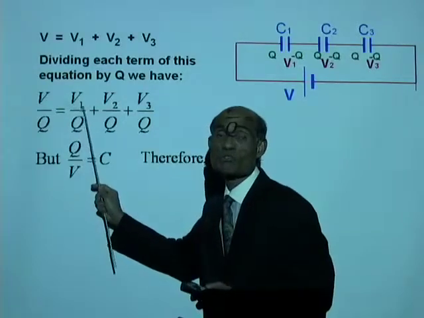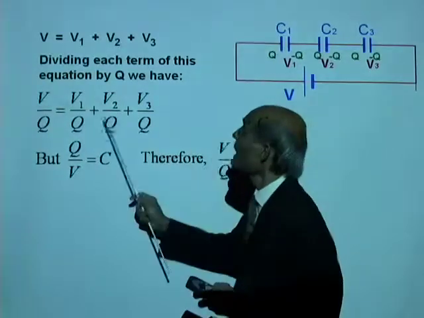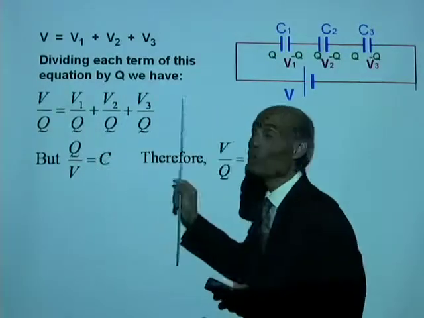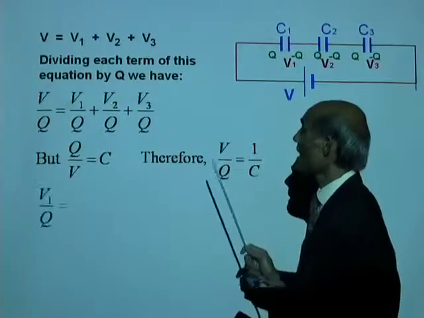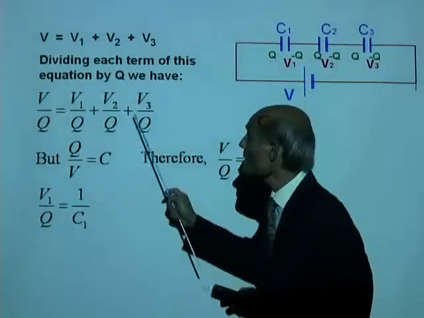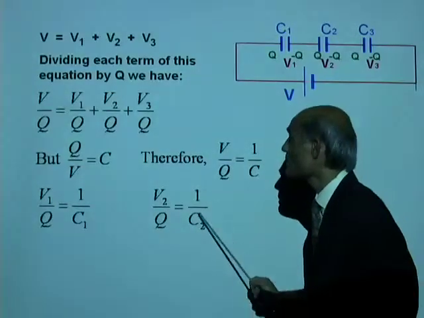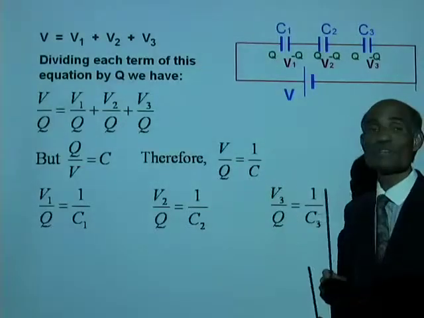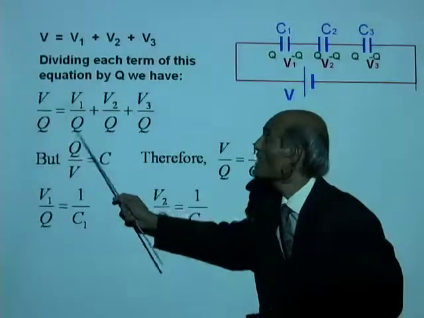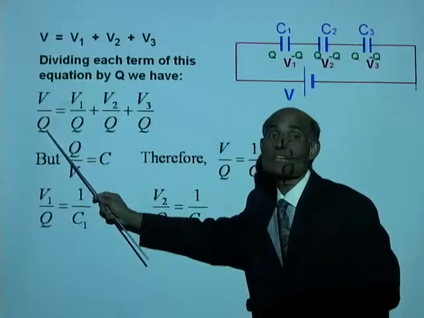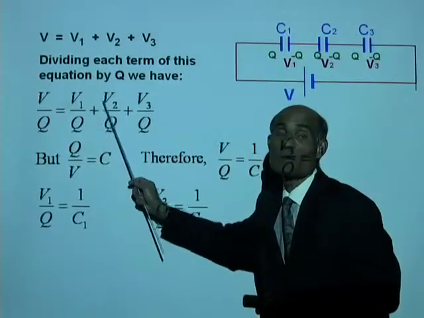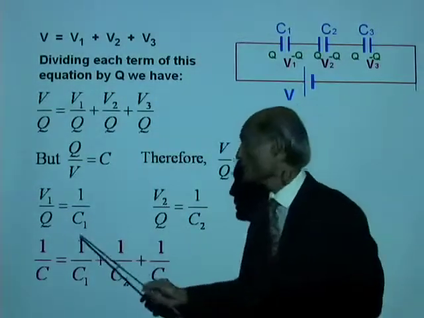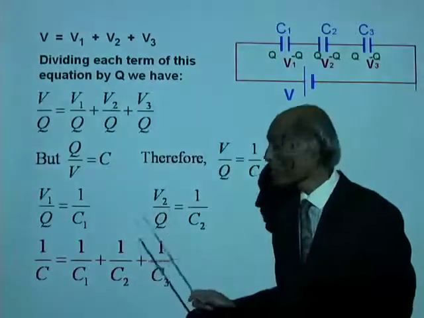V1 is the potential difference across the first capacitor and Q is the charge in it. Therefore, V1 over Q will be 1 over C1. There you are. Similarly, V2 over Q will be 1 over C2. And V3 over Q will be 1 over C3. So what does this equation now become? It will become 1 over C equal to 1 over C1 plus 1 over C2 plus 1 over C3. And this is the expression for the total capacitance.